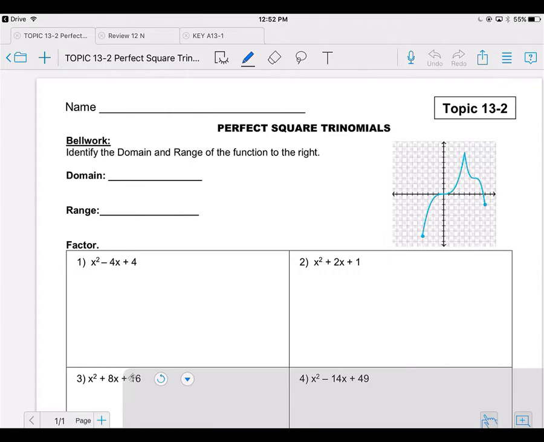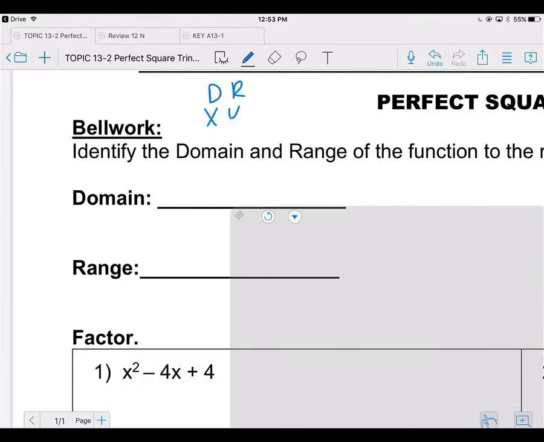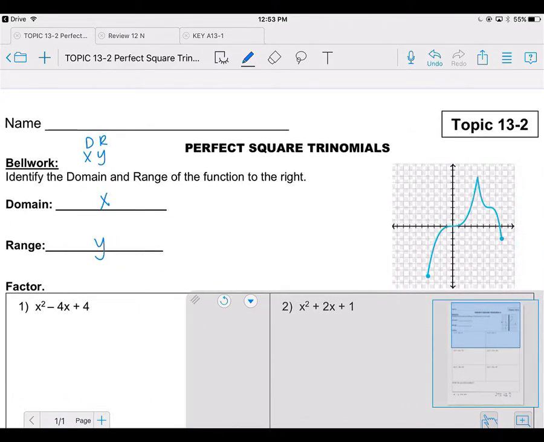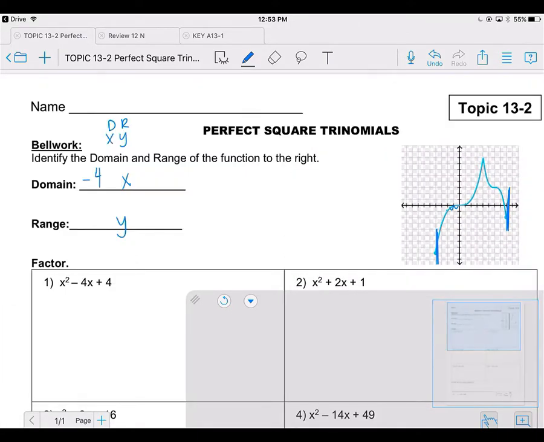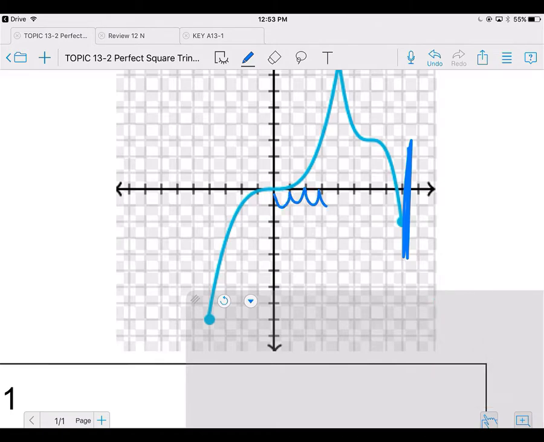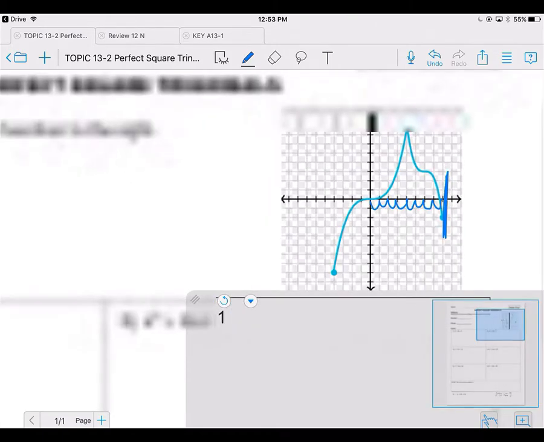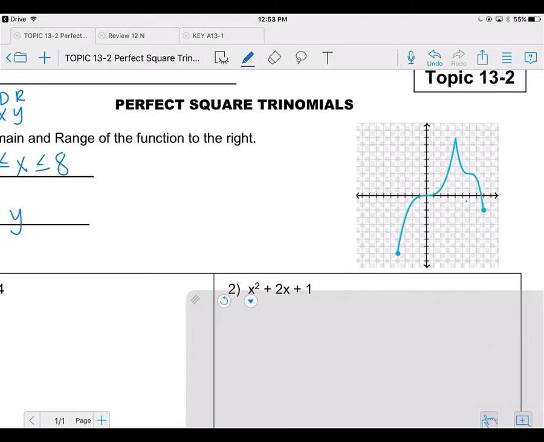Sorry. So, the bookwork asks us to identify the domain and range of the function to the right. Remember that Dr. XY tells us domain is our x's and range is our y's. For the x's, we go from the left to the right. So the left goes 1, 2, 3, 4, so that's a -4. At that spot of -4, there is a filled-in bubble or a value. And then to the right, we go over 1, 2, 3, 4, 5, 6, 7, 8, and there is a value there as well.